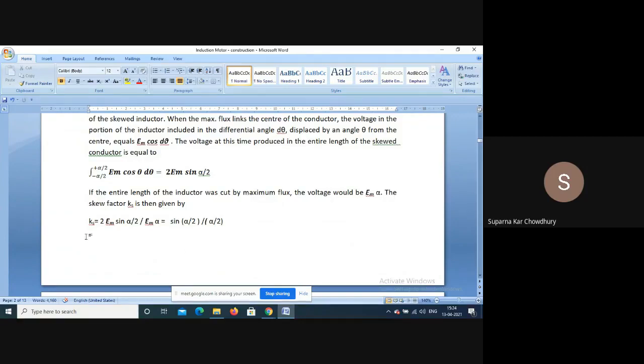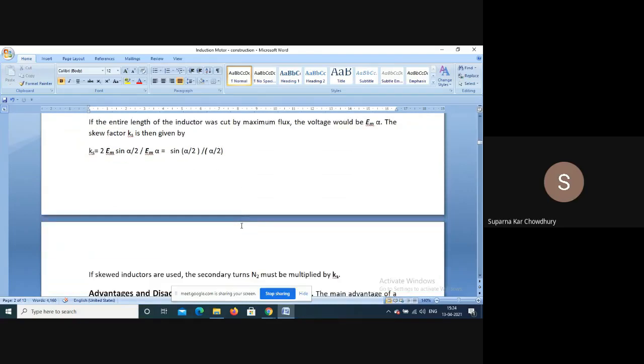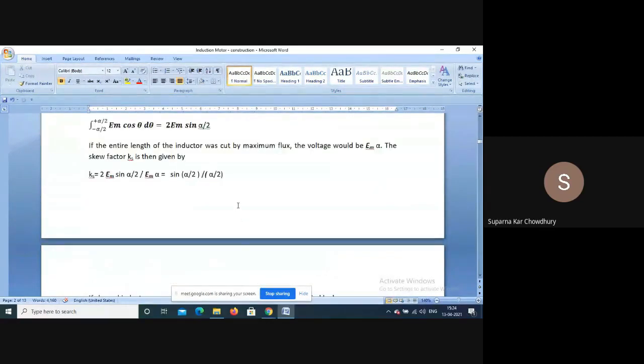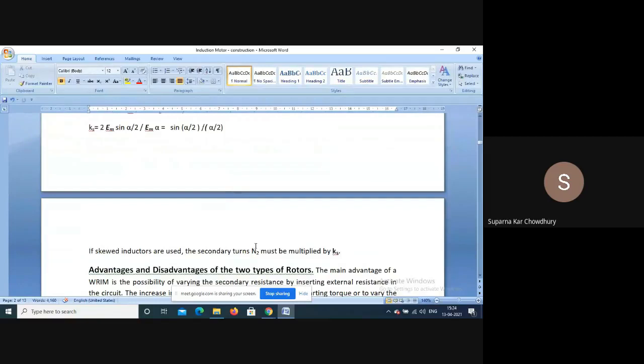So the ratio, termed Ks, the skew factor, is twice Em sine of alpha by 2, that is the EMF induced in the skewed winding, divided by Em alpha. So this is sine alpha by 2 over alpha by 2. It looks similar to the winding factor we have derived earlier. So the number of turns is multiplied by Ks.